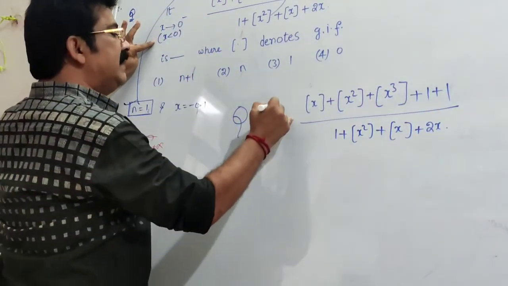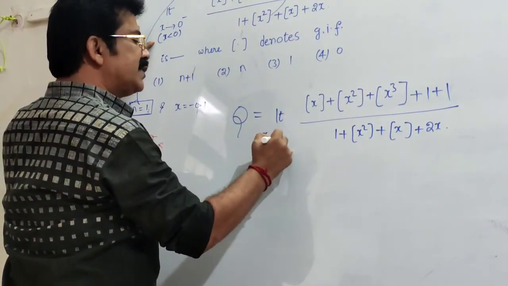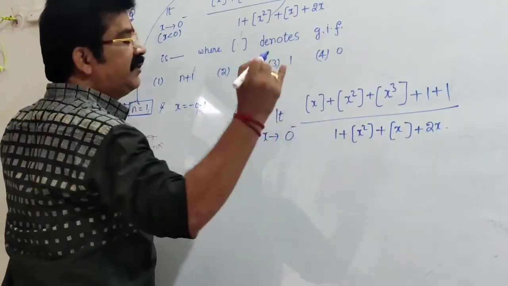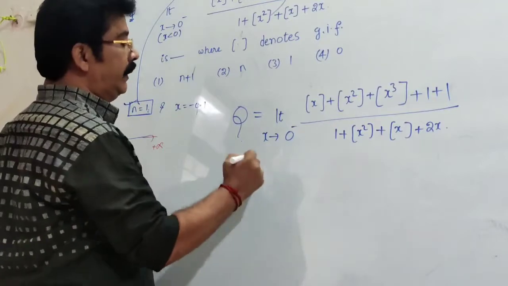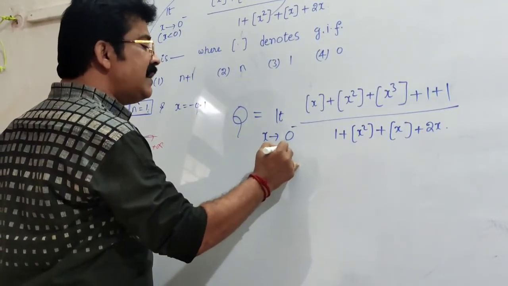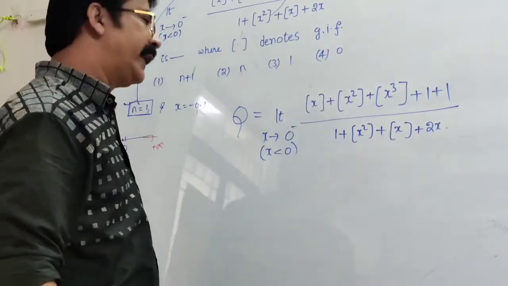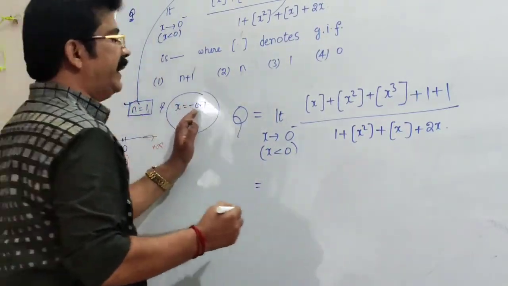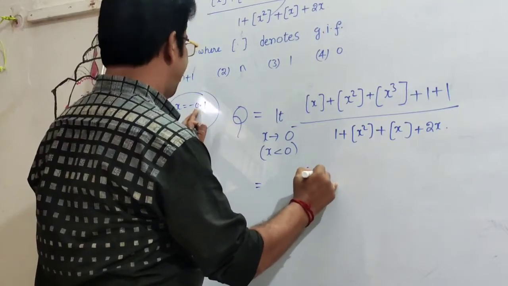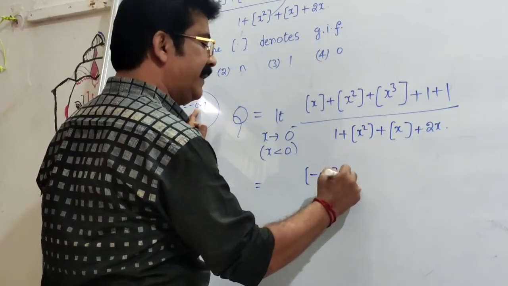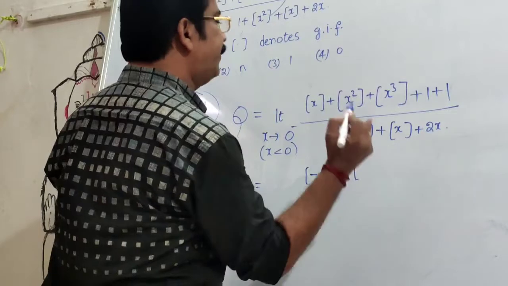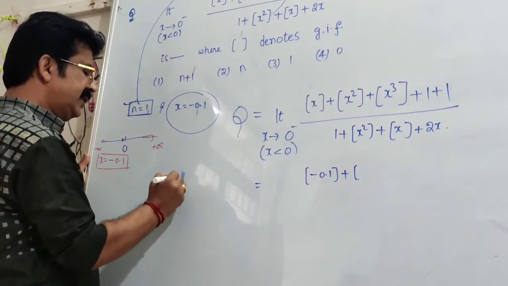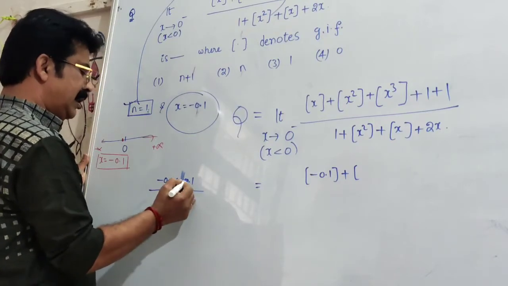It is the limit x tends to 0 minus. Minus stands for the left side of 0, meaning x is less than 0. So that is equal to, x is minus 0.1. So box of minus itself is the shortcut. Remember. Plus box of minus 0.1 into minus 0.1.